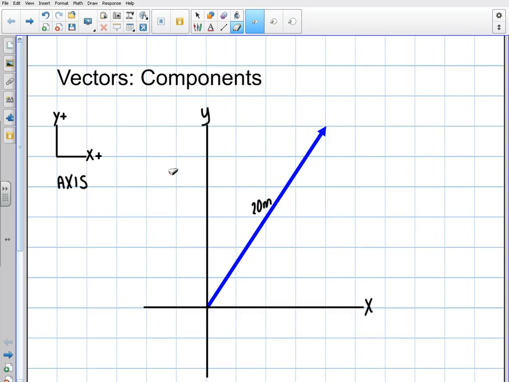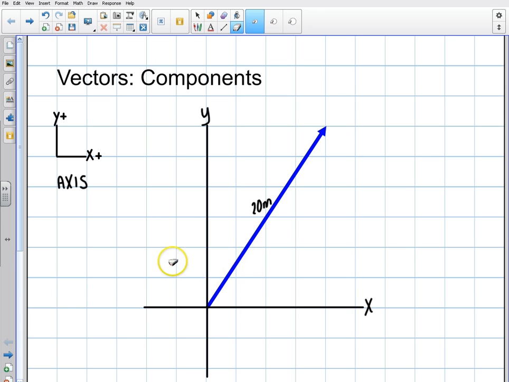Hey everyone, this is Shane Smillian, and I'm going to be giving an introduction now into components of vectors. This is dealing with how we break down vectors into their x and y components, why we do it, and what is the most systematic and predictable way to do this to get outcomes when we're adding vectors.